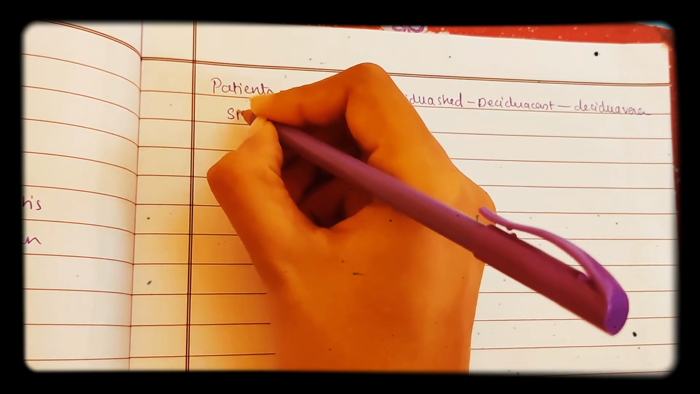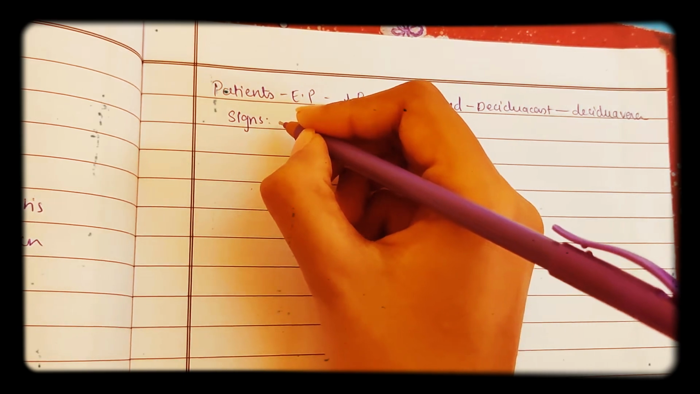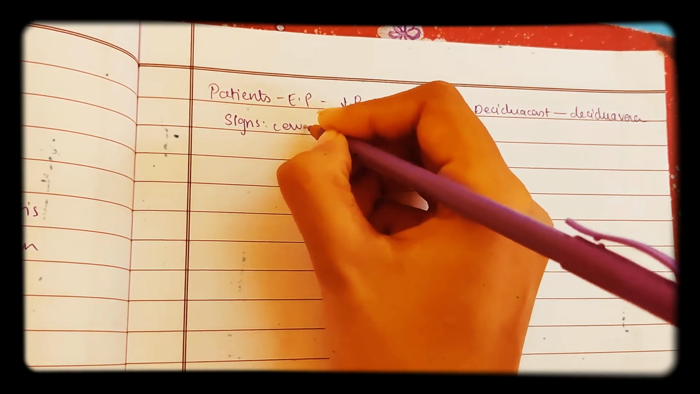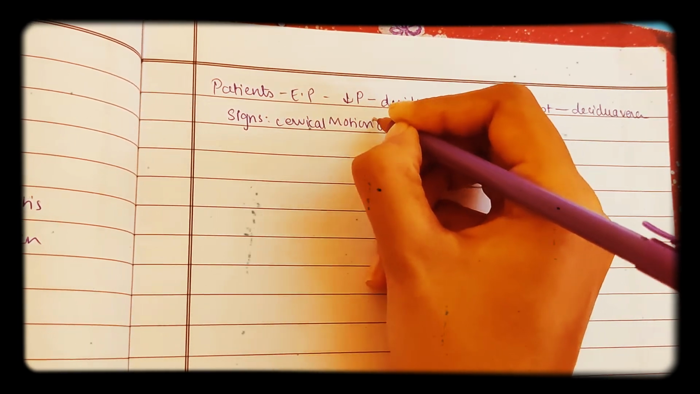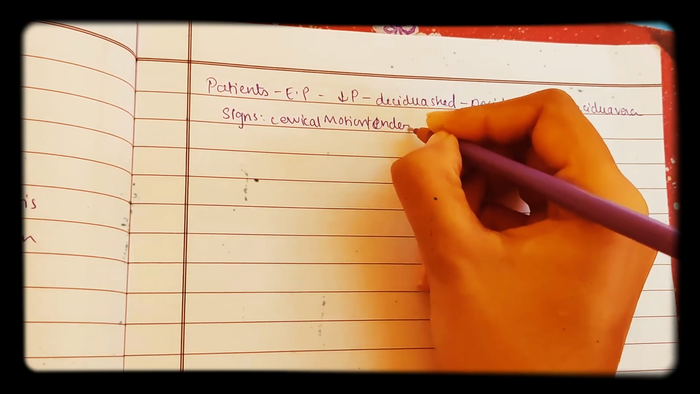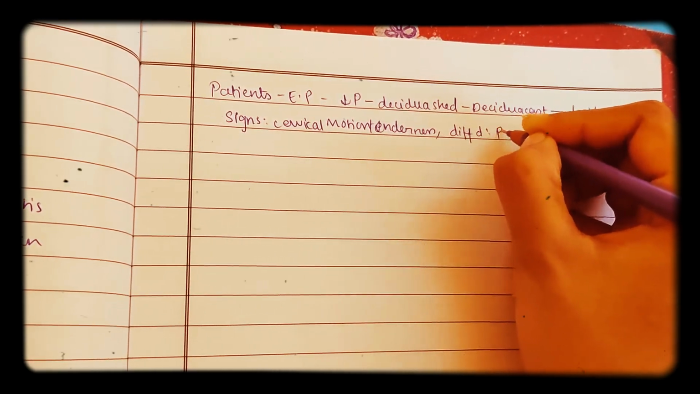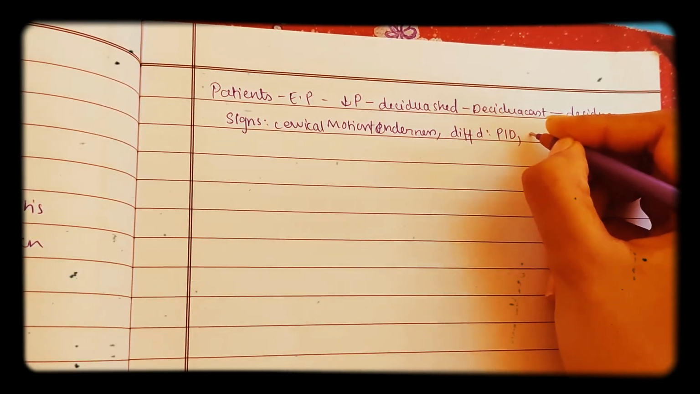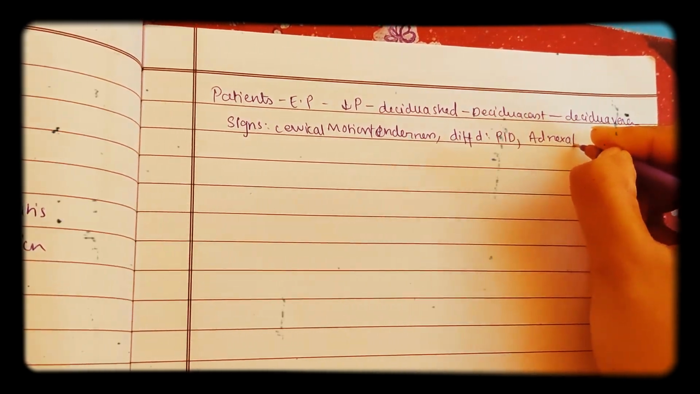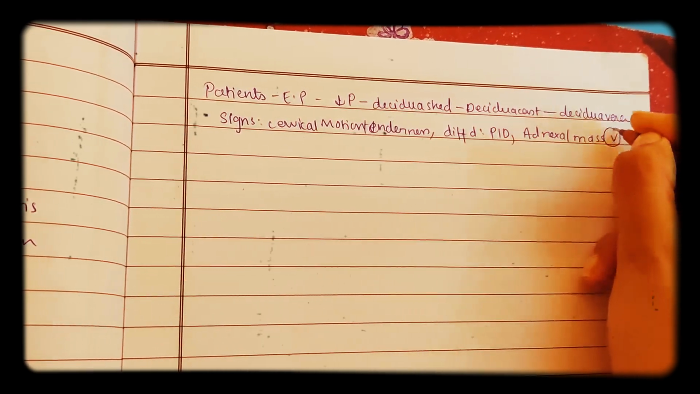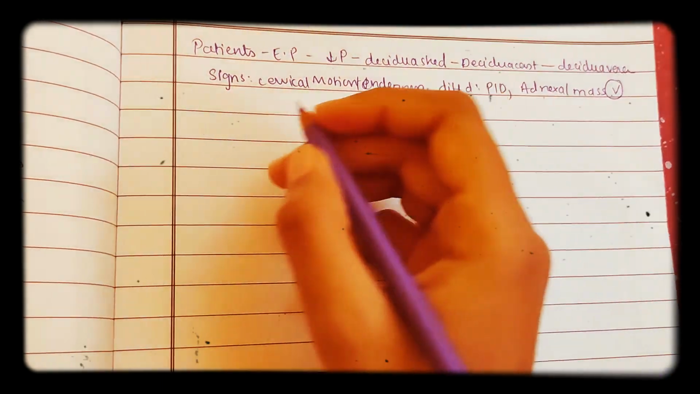And what are the signs of this decidual cast? There is cervical motion tenderness. You'll have decidual cast and cervical motion tenderness. In the differential diagnosis, you will see pelvic infection, and you will see presence of adnexal mass. Okay, now coming to diagnosis and management of ruptured ectopic pregnancy.